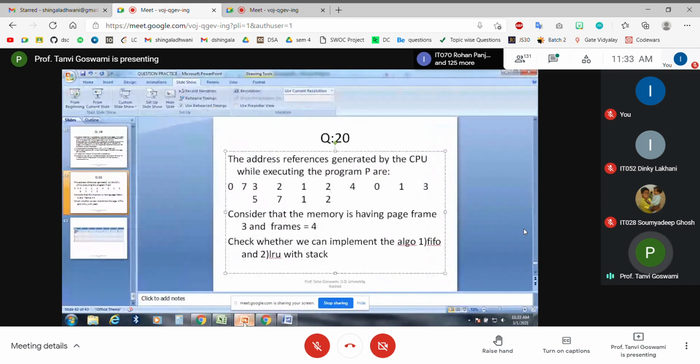So note down this address reference and find out the answer.